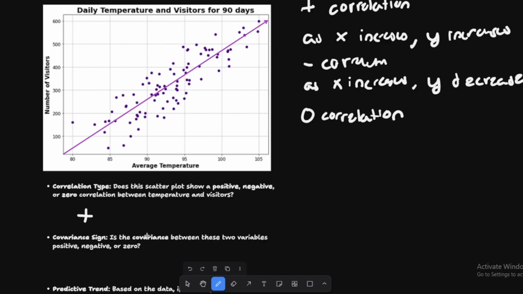Positive covariance implies that if one variable increases, the other also increases. So it's very similar to correlation. And we're going to say that since that happens, since we can see that as one increases, another increases, the covariance would be positive.